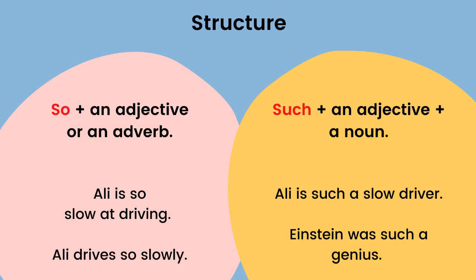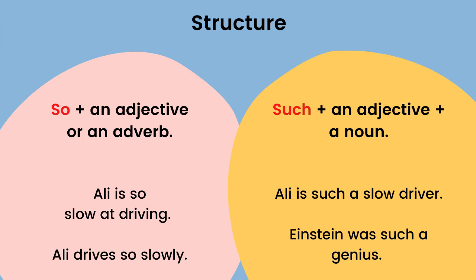Now let's look at the structure. This is the important difference between so and such. First of all, let's look at so. The structure for so is so plus an adjective or an adverb. The first example sentence shows an adjective. Ali is so slow at driving. We're not saying Ali is just slow, he is so slow at driving. The second example shows an adverb. Ali drives so slowly. So that's the structure for so.